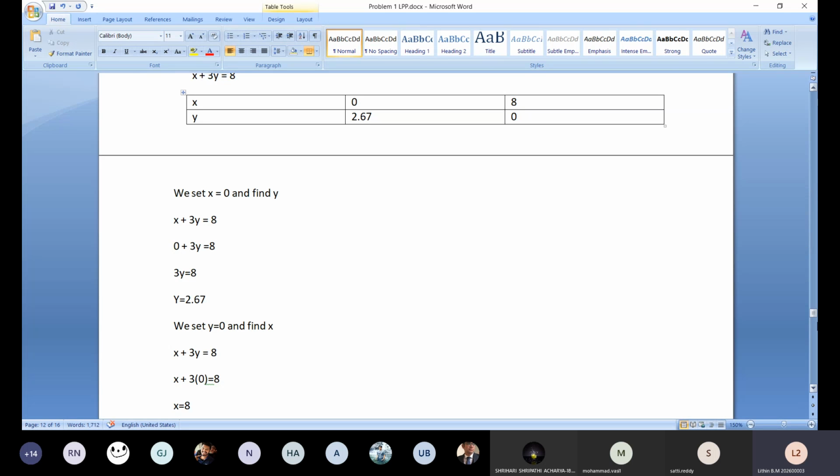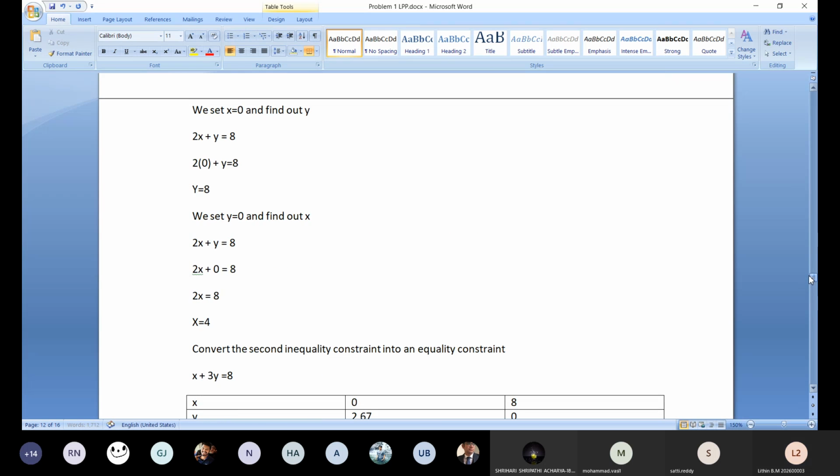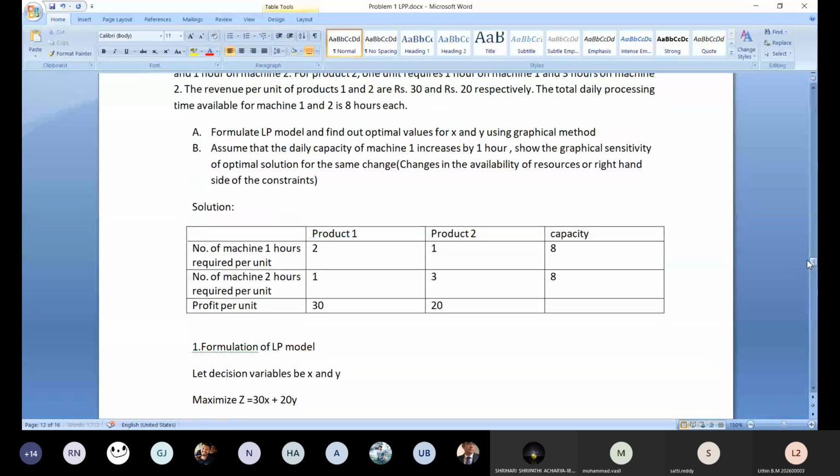Before that, you see what they're actually speaking about here. We assume that the total capacity of machine 1 increases by 1 hour. Show the graphical sensitivity of the optimal solution for the same change. We shall look at it later once we're done with plotting all the values on the graph and finding out the feasible solution or the optimal solution.